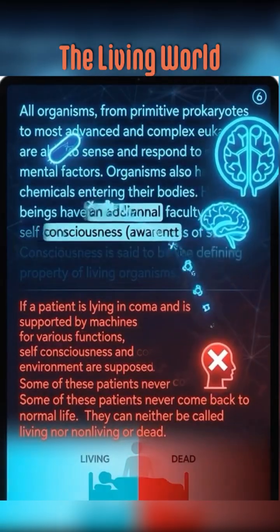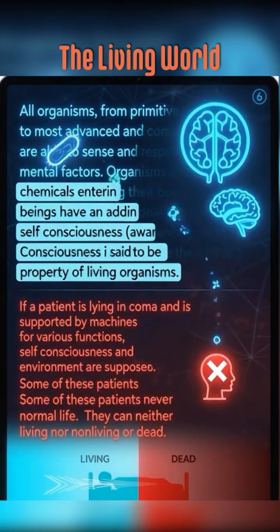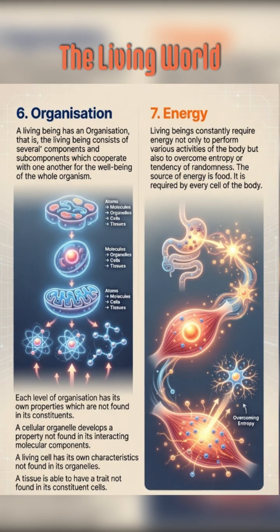A living being has an organization, that is, the living being consists of several components and subcomponents which cooperate with one another for the well-being of the whole organism. A living being has multiple levels of organization. Each level of organization has its own properties which are not found in the constituents. A cellular organelle develops a property not found in its interacting molecular components. A living cell has its own characteristics not found in the organelles. A tissue is able to have a trait not found in its constituent cells.